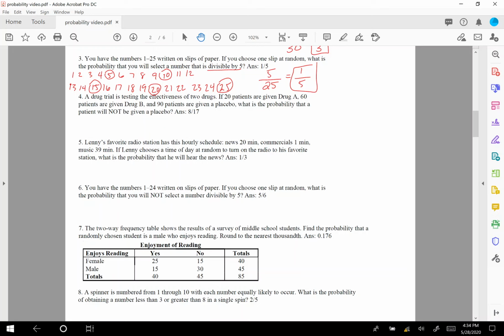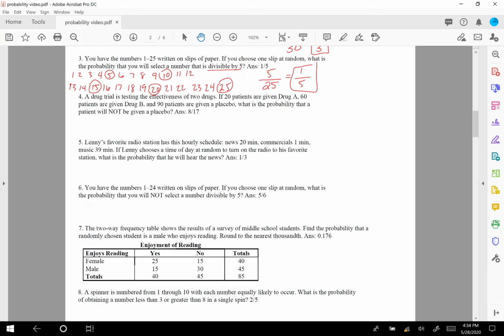Okay, placebo, guys, is a sugar pill. Okay, so when they're doing tests and stuff, they give certain people the actual medicine, and then they give other people a sugar pill, and that's what the placebo is. So the sugar pill doesn't do anything for you. So in case you don't know what placebo means.